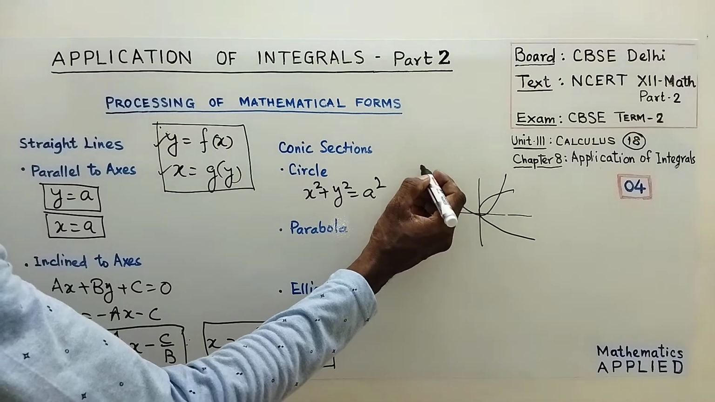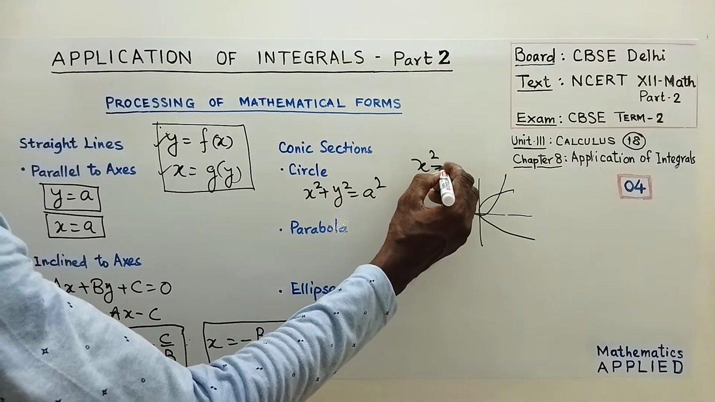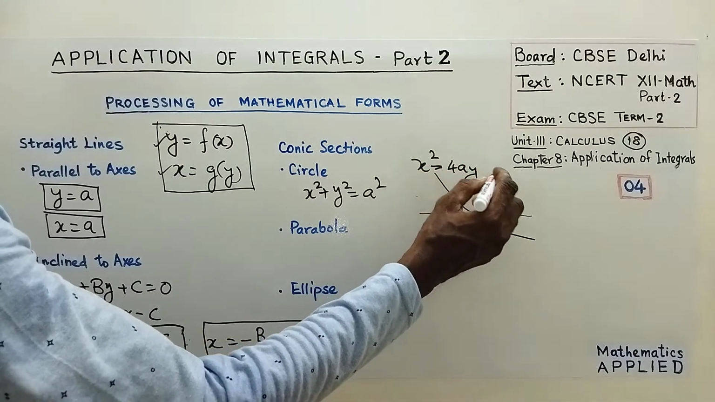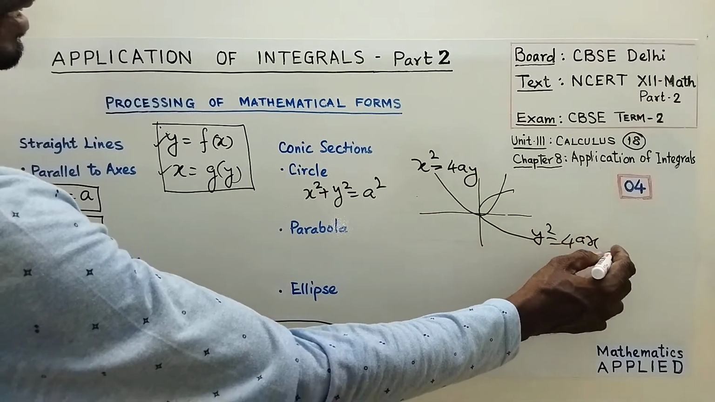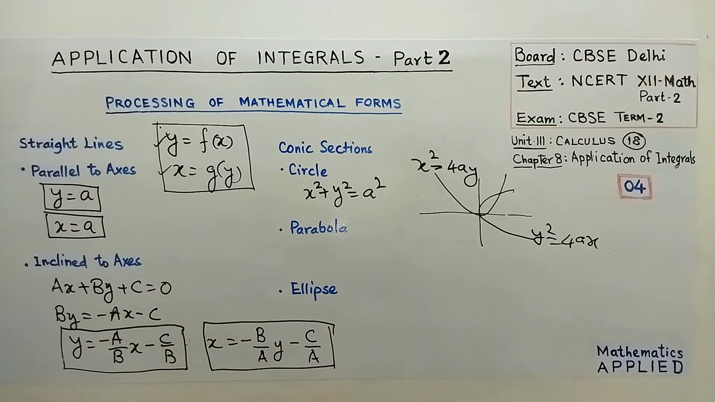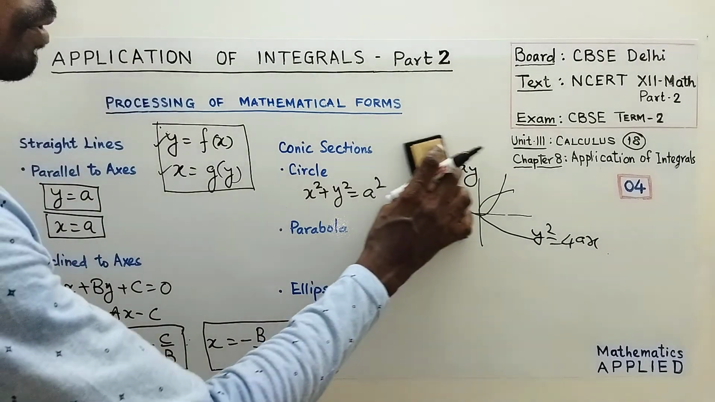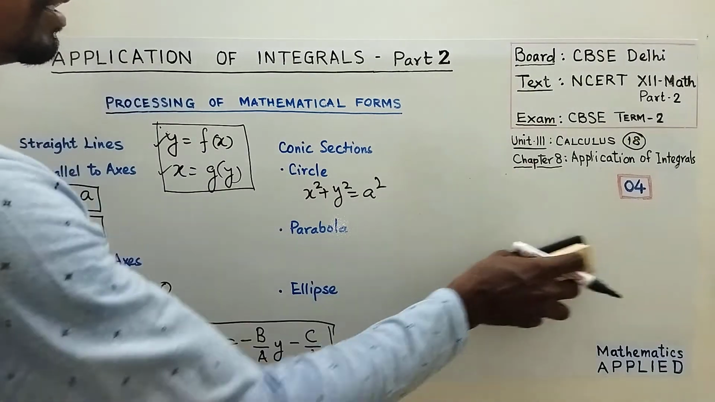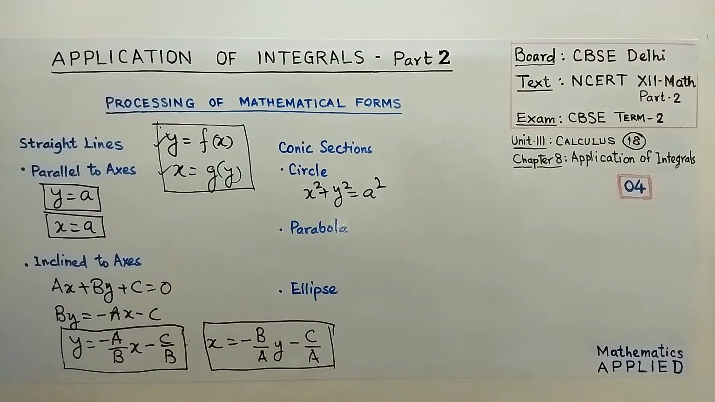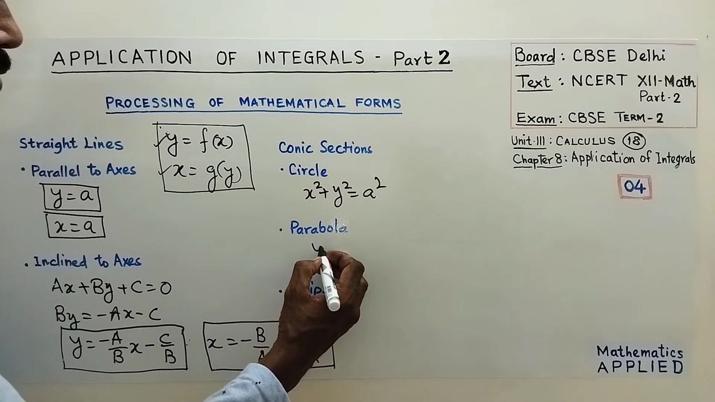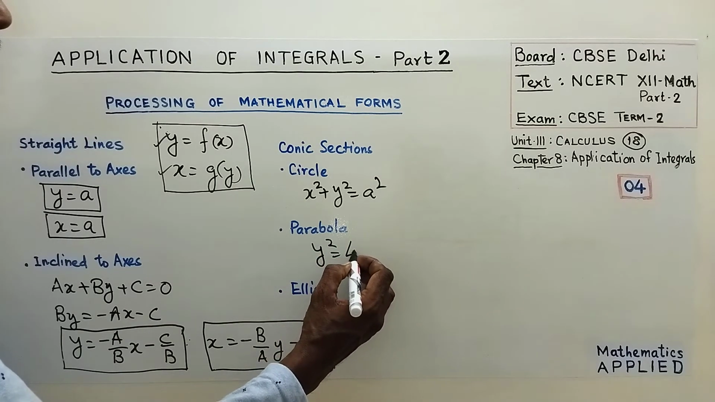So what is the equation for this? This is x square equals 4ay, and for this one it is y square equals 4ax. So these are the only two equations for parabola that are going to be given to you in the problems. Okay, the negative part is not there. So therefore, you can process only those equations.